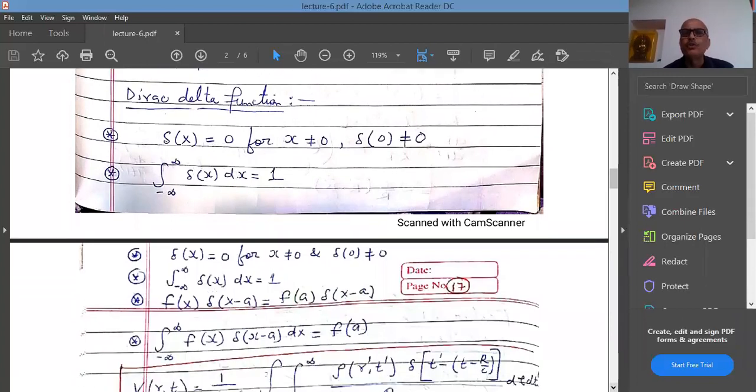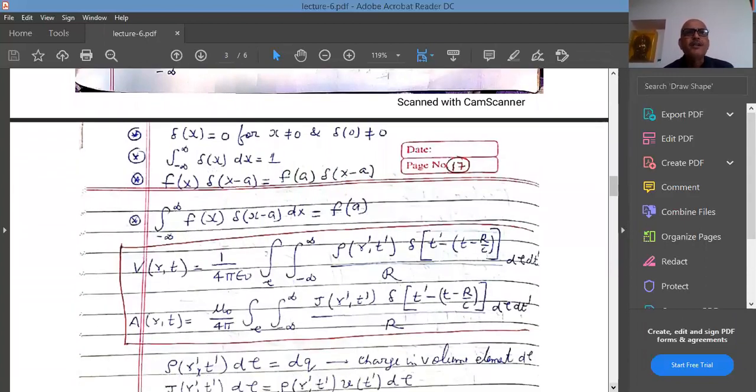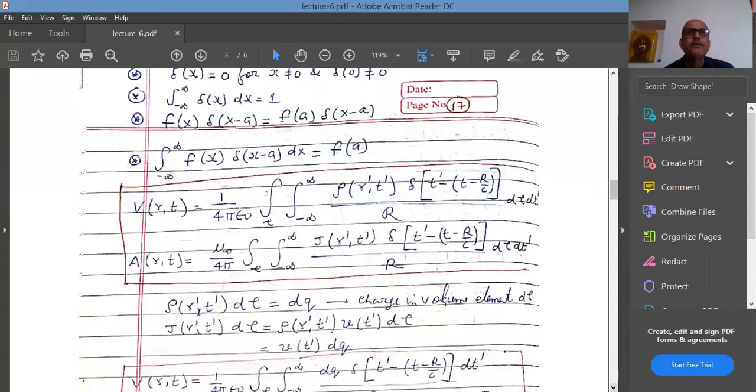I am writing those two properties again here so that they are there on this page also. The third property is that if you multiply a function f(x) by a delta function delta(x minus a), then x is replaced by a and we get f(a) delta(x minus a). And then the integral from minus infinity to plus infinity of f(x) delta(x minus a) dx is equal to f(a). All these properties are very familiar to all of you because they are very simple properties of a Dirac delta function.